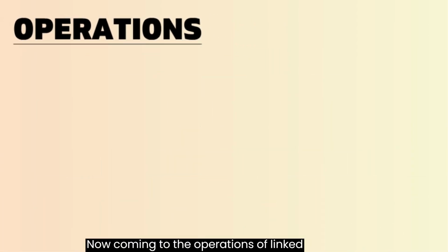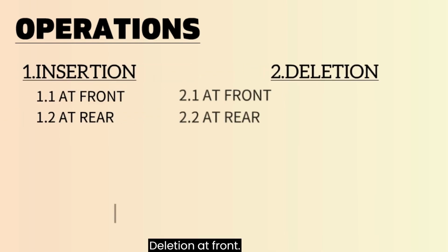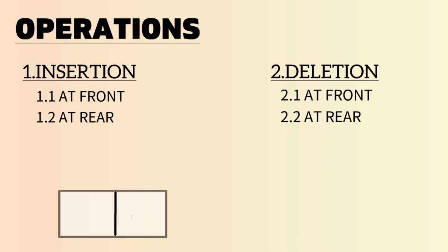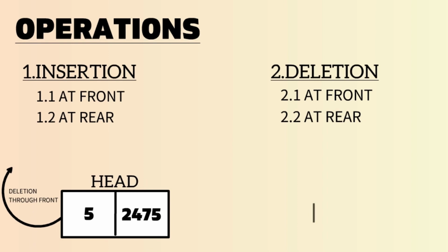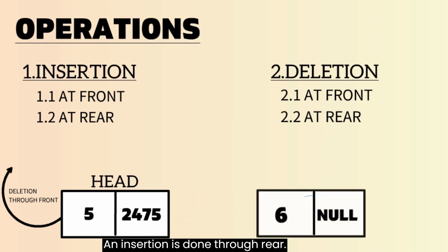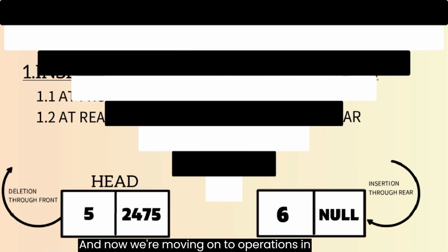Now coming to the operations of linked list, which include first insertion at front, insertion at rear, second deletion at front, deletion at rear. Normally deletion in linked list is done at front and insertion is done through rear. That's it for now. And now we are moving on to operations in detail.